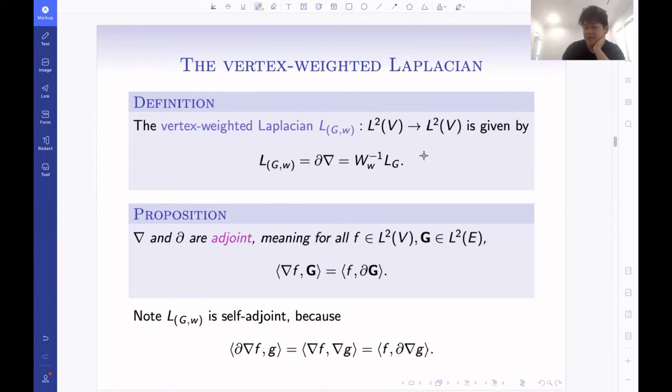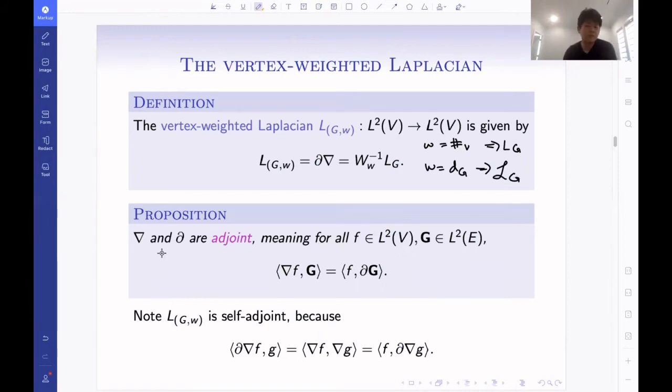Which means that this actually specializes to both the combinatorial Laplacian and the normalized Laplacian. This is when your vertex measure is given by the counting measure. So W is the counting measure, which is 1 on each vertex. And this is the identity matrix inverse multiplied by the combinatorial Laplacian, so I get the combinatorial Laplacian. When each weight is given by the degree measure, then you get the degree inverse multiplied by the combinatorial Laplacian, and hence I get the normalized Laplacian, the non-symmetric version.